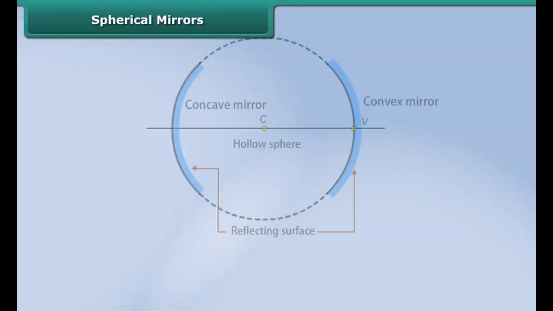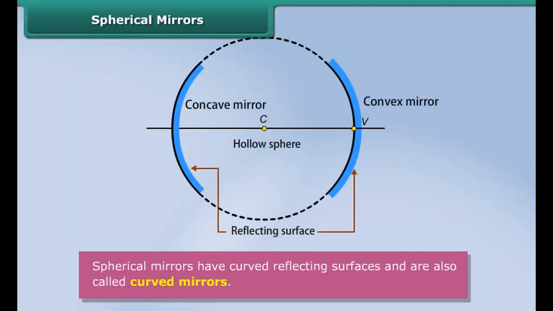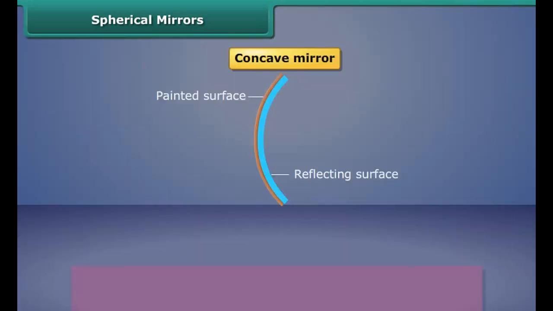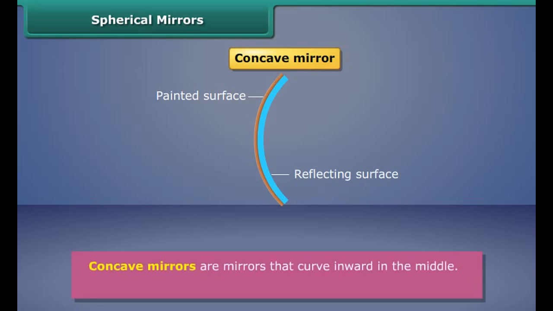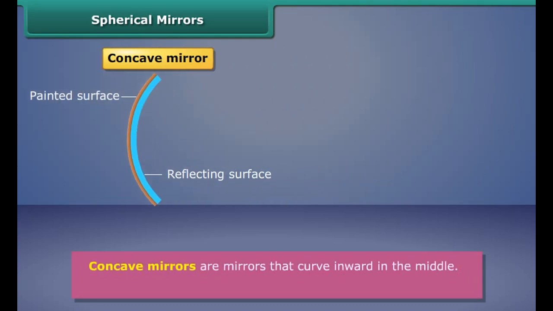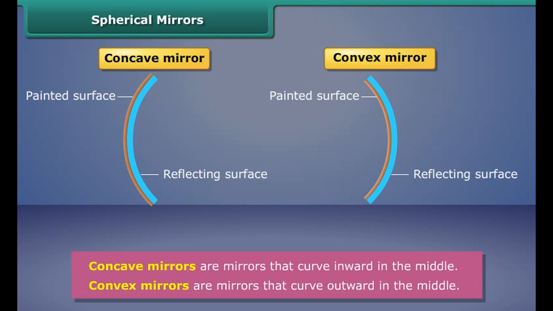Spherical mirrors. Spherical mirrors have curved reflecting surfaces and are also called curved mirrors. There are two kinds of spherical mirrors, namely concave mirror and convex mirror. Concave mirrors are mirrors that curve inward in the middle, whereas convex mirrors are mirrors that curve outward in the middle. Let us see an example.